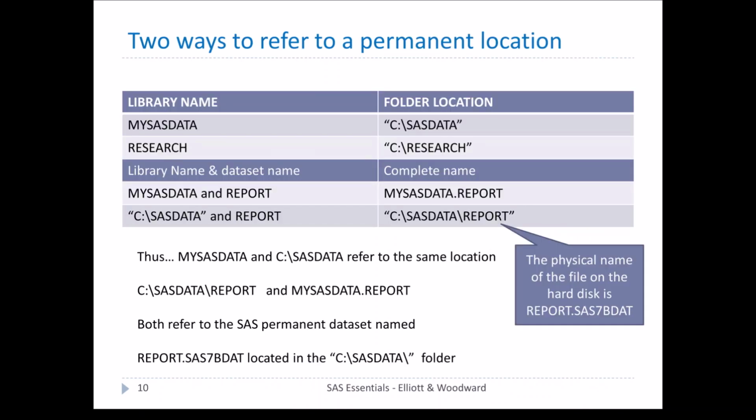So, in summary, a library name like mysasdata points to a folder location such as C:\SAS data. Similarly, research may point to a folder location on the hard drive. Oftentimes you have a library name and a data set, such as mysasdata and report. Then we would complete the name by saying mysasdata.report. Or using Windows terminology, we would say C:\SAS data\report, which is the physical file name on the hard drive.